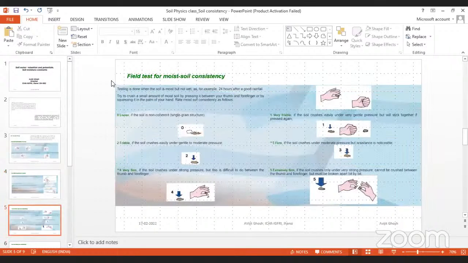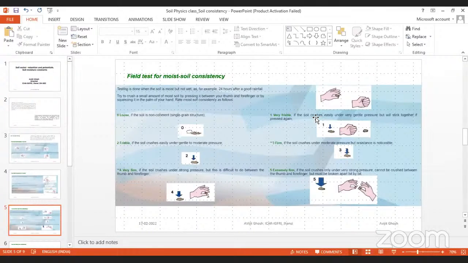For moist soil consistency, we have to wet the soil by sprinkling water, just moistening it. And moist soil consistency is defined by 6 terms. It is loose when the soil is non-coherent, a single grain structure like this. It does not form any soil mass.